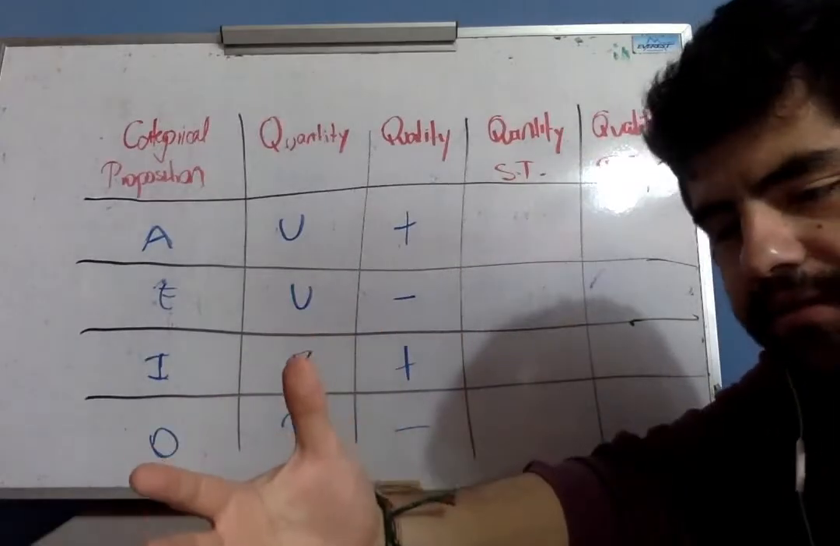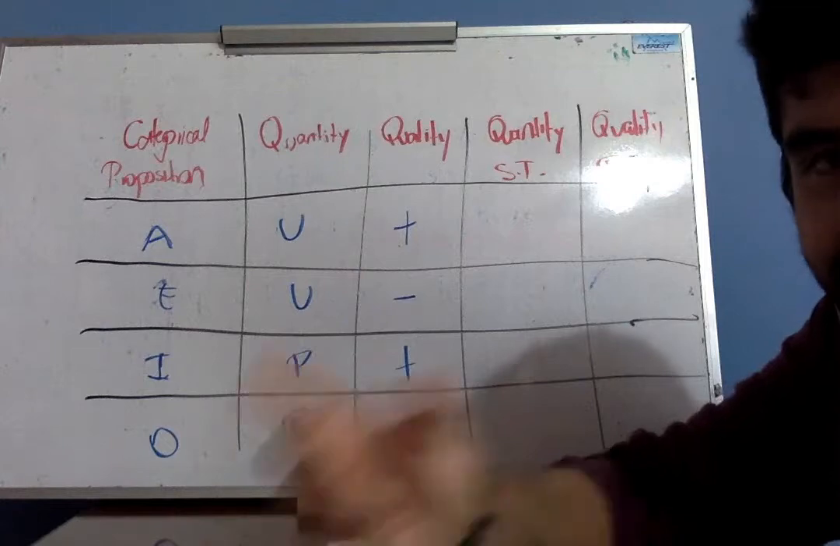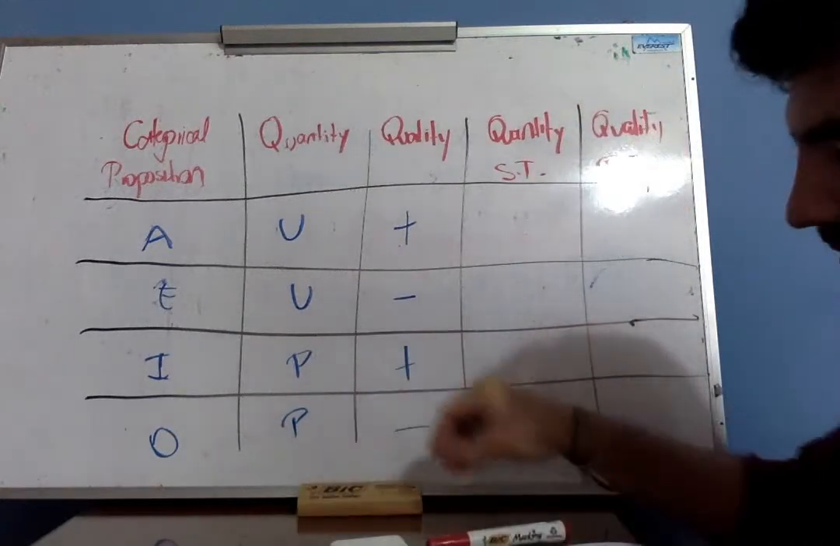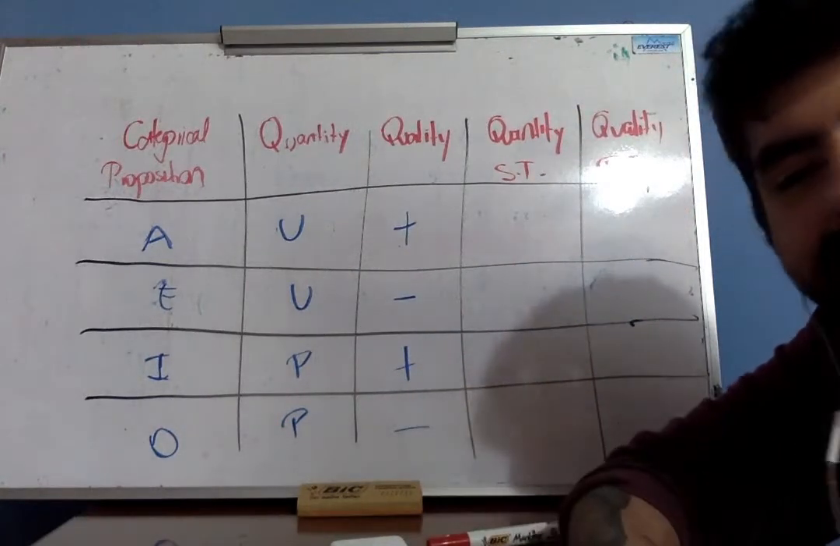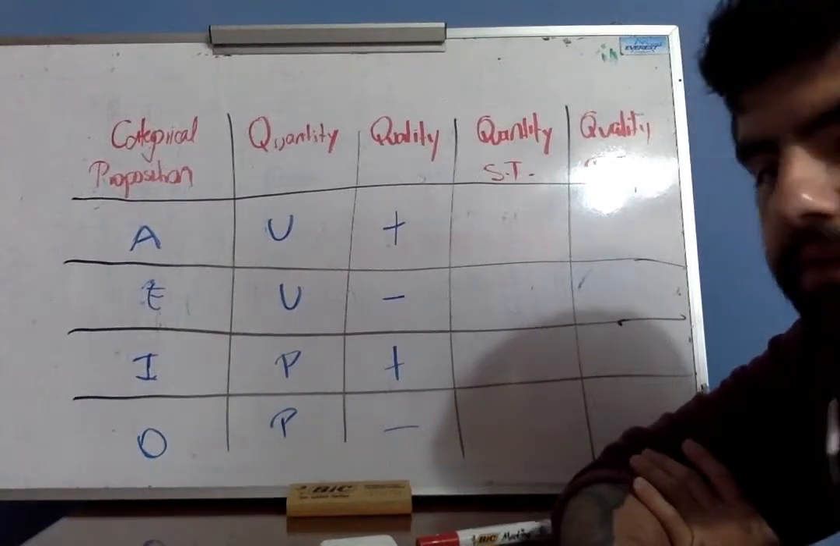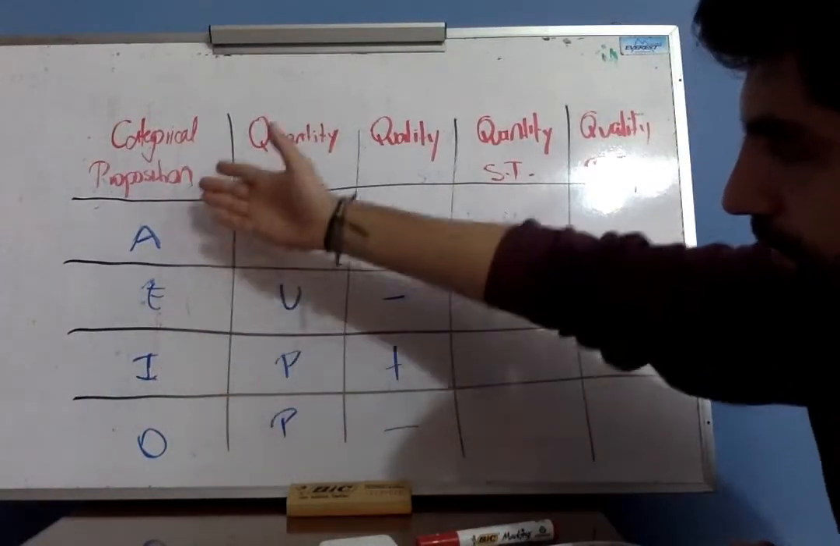This can be seen clearer in this chart, okay? I'm really sorry for the light reflection, but as you can see, my studio is a mess. But okay, we have 4 categorical propositions.